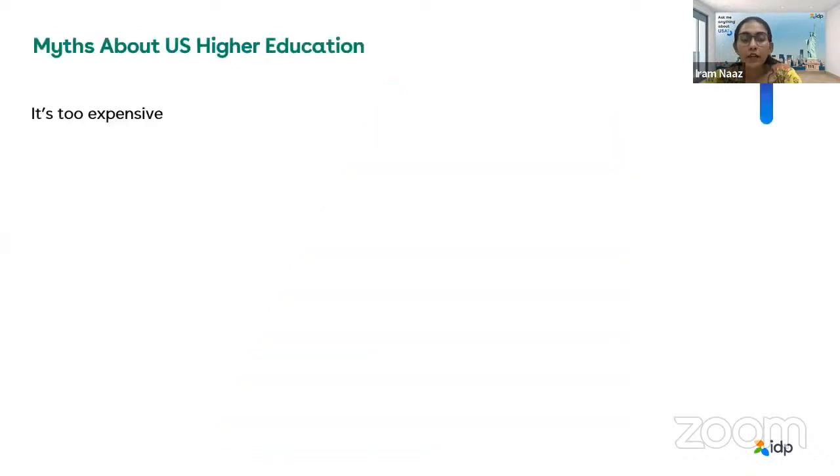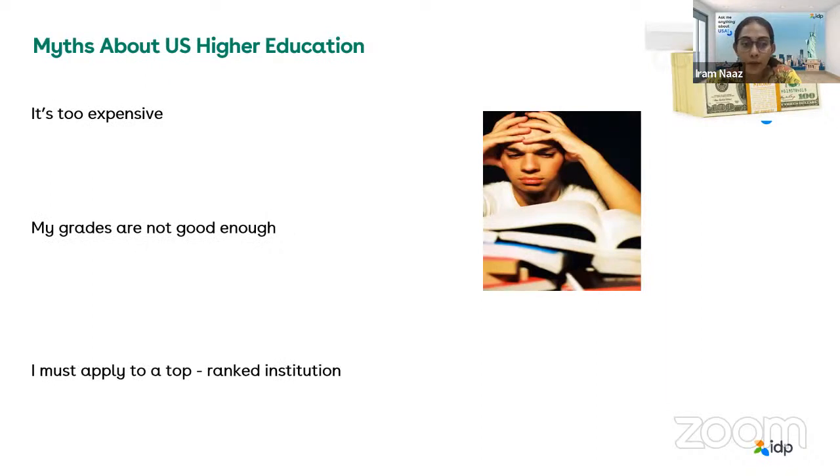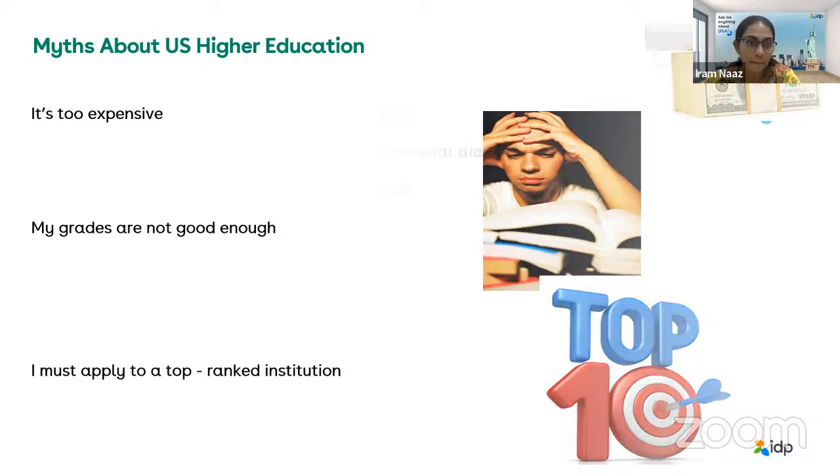So, myths about the USA. Some people may tell you it's way too expensive, or that your grades are not good enough, or that you must apply to top ranked universities. It's not like you must apply to top ranked universities. You can also apply to Tier 2 and Tier 3 universities, and you will have the chances of getting the H1B same as them. And if your grades are not good, you can still apply and you will have the chances of getting the admit. And it's not expensive. As I said, you can start your 2 years program within 16 lakhs.